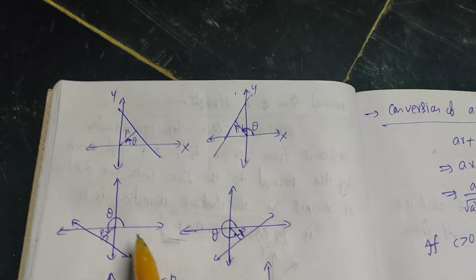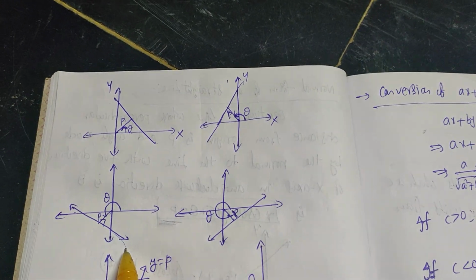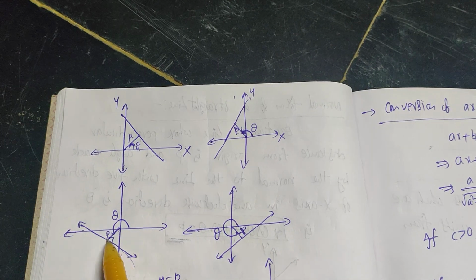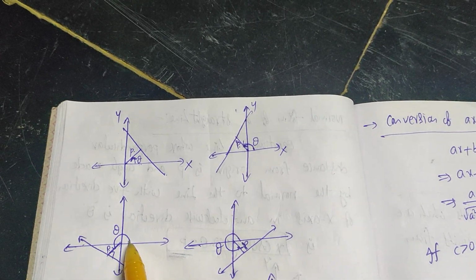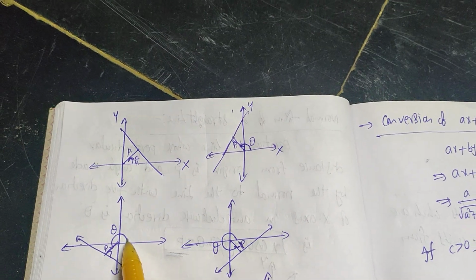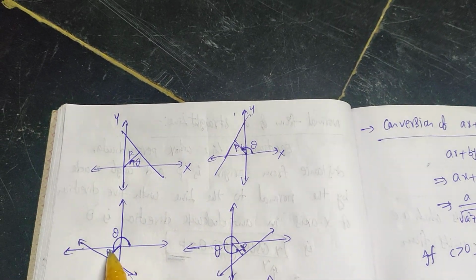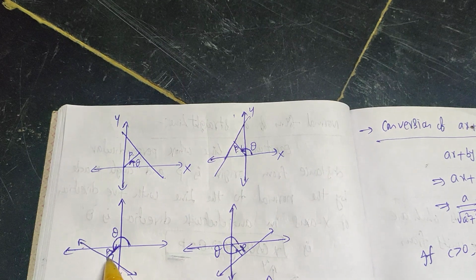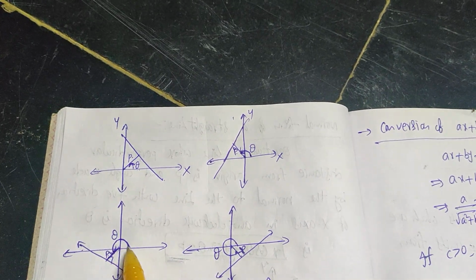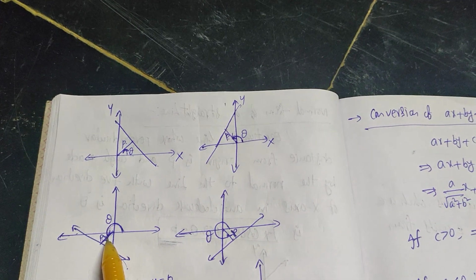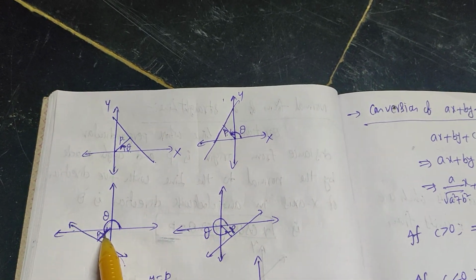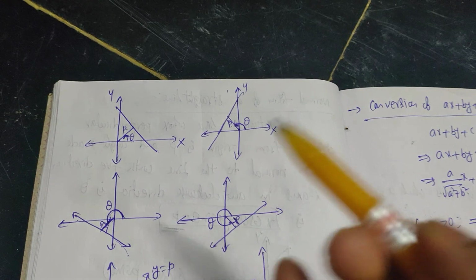Next one, if the straight line is here, it is the normal, and this normal distance is some p. Then the inclination is nothing but this normal makes an angle theta. That means it is in the third quadrant. Third quadrant means more than 180. More than 180 also we may get.